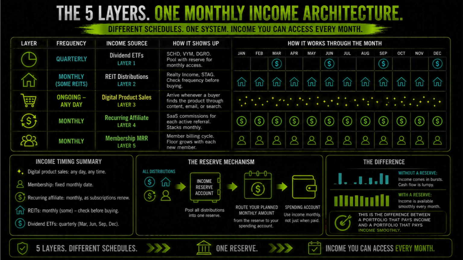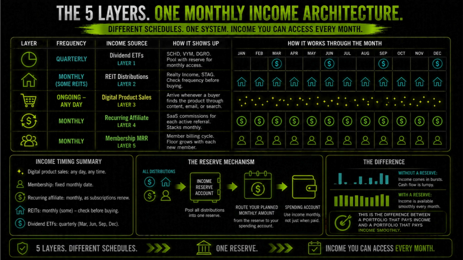Monthly, some REITs and REIT distributions. It's layer 2. Realty Income, STAG, check frequency before buying. And quarterly, dividend ETFs, which is layer 1: SCHD, VYM, DGRO, pool with reserve for monthly access. Throughout any given month, digital product sales arrive on whatever day buyers find the products. No fixed date, just consistent volume from the content and email infrastructure attracting buyers continuously.